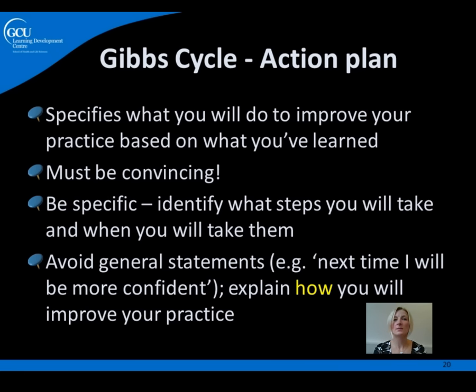So a really common mistake would just be to simply say, for example, that next time you're going to be more confident or next time you'll be less anxious. Obviously these kinds of statements are far too general and they're not very convincing. What the reader wants to know is how you will be more confident next time or less anxious. So you need to think hard about what things you could do to help you achieve these changes.